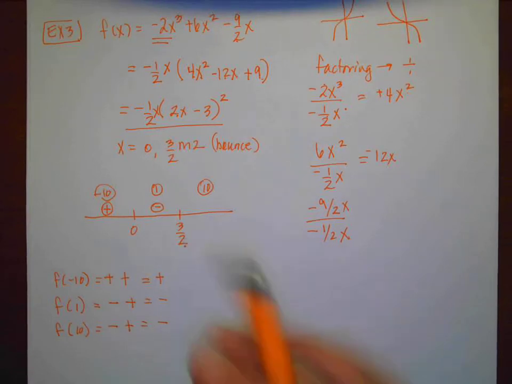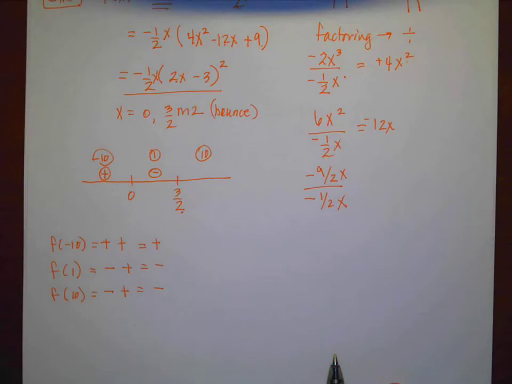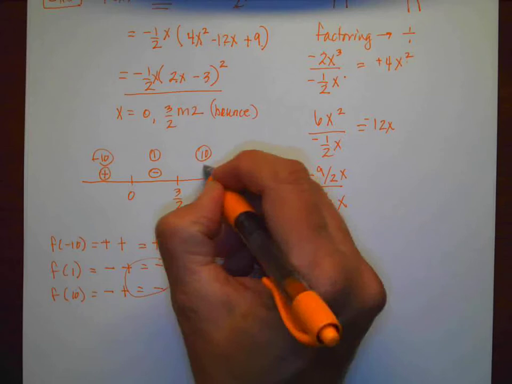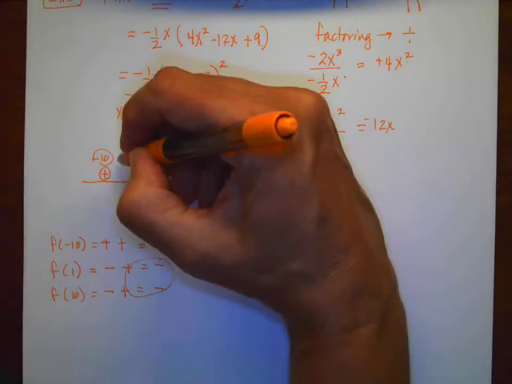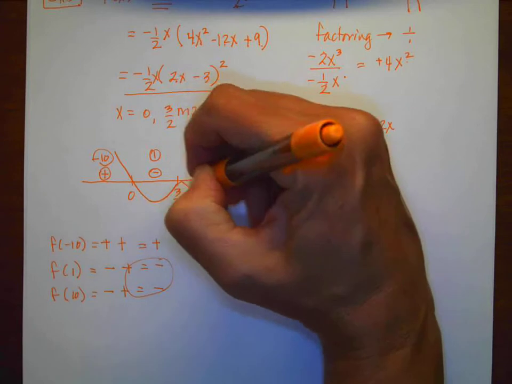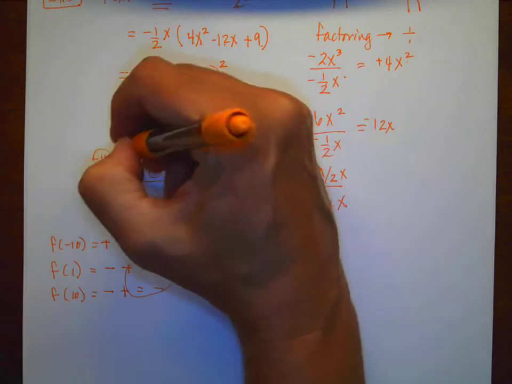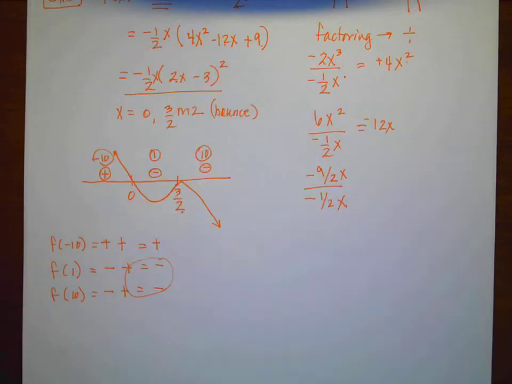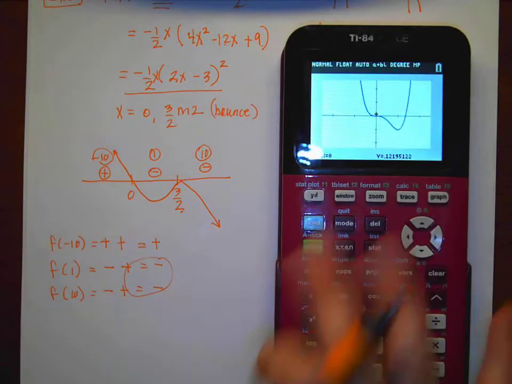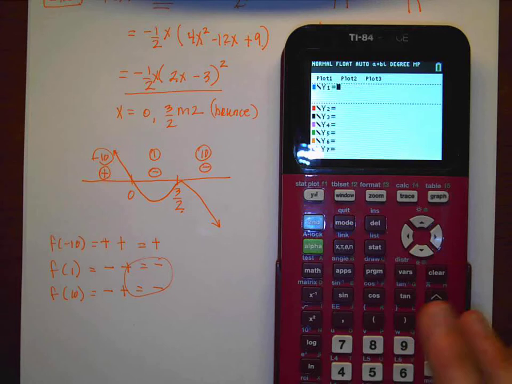So remember, we said at 3/2 we were going to have a bounce, and we weren't sure if it was going to bounce up or bounce down. Well, now we know that it's going to bounce down. So I have positive to negative, and then I'm going to bounce and stay negative. Okay? Looks pretty good. Now let's check in our handy dandy grapher.